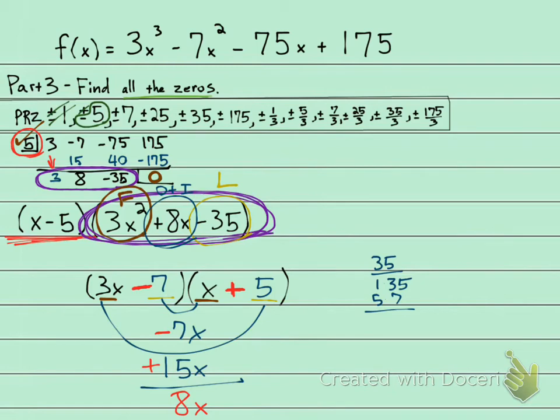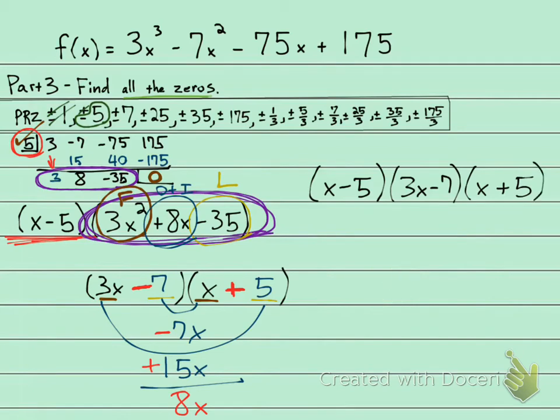So this polynomial way up here at the top is going to be x minus 5, 3x minus 7, and x plus 5. All right, now I can find my zeros.